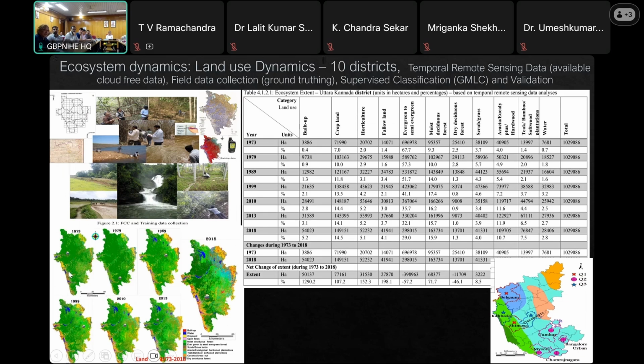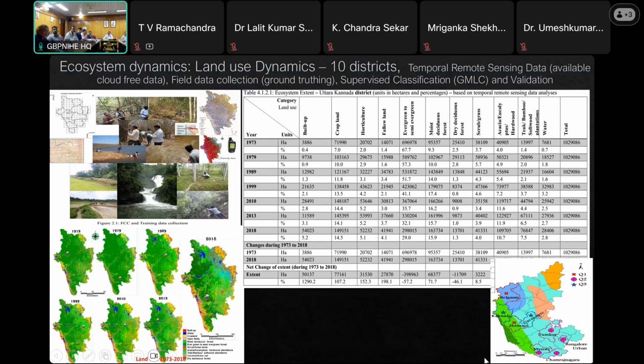So that's how we analyze the spatial extent of the various land uses. This gives the transition in each of the land uses, how it has changed from time T1 to T2. Even in this district, which is supposed to have the highest forest cover and be conserved, we see there are large scale changes in the land use. For example, evergreen forest, which was about 62% in the 70s, today it's about 29%.